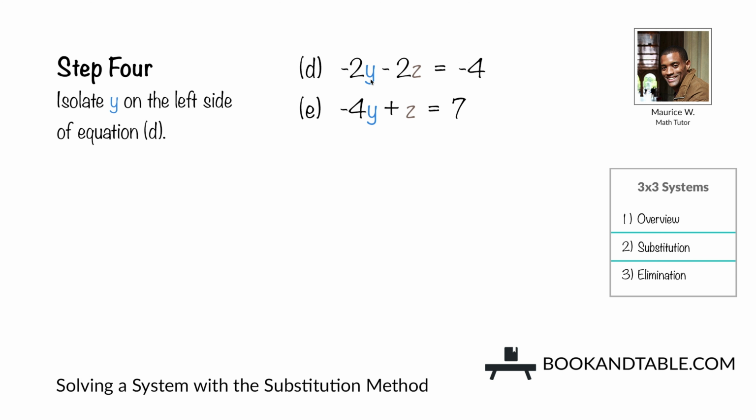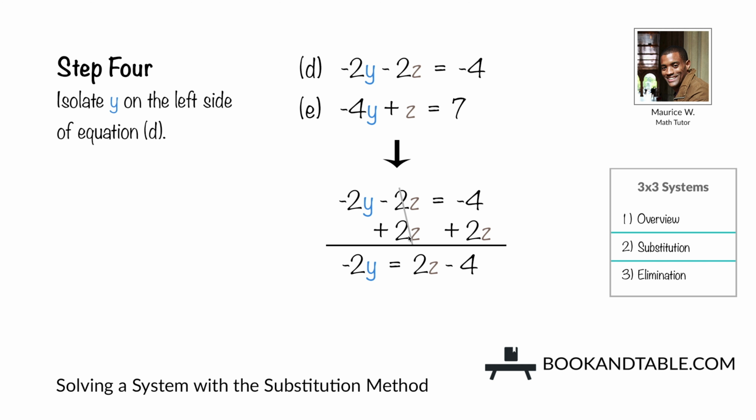And now we want to isolate y on the left side of equation D. So we'll take negative 2y minus 2z is equal to negative 4. And we'll isolate y by first adding 2z to both sides, giving us negative 2y is equal to 2z minus 4. And now we'll divide both sides by negative 2, showing us y is equal to 2z divided by negative 2, which would be negative z. And negative 4 divided by negative 2 would be positive 2. So we get y is equal to negative z plus 2.